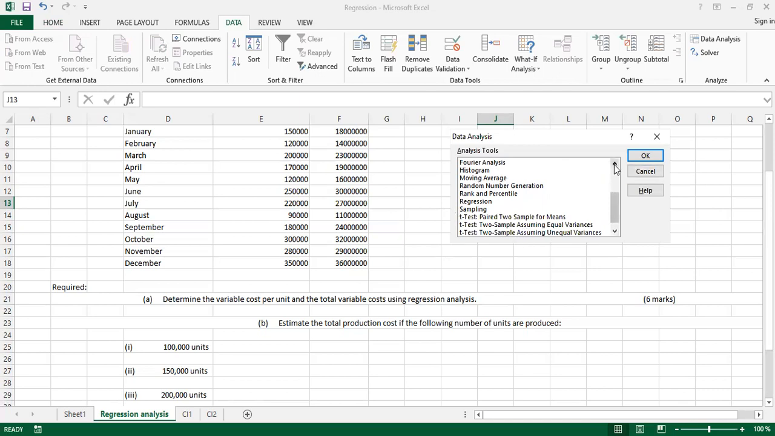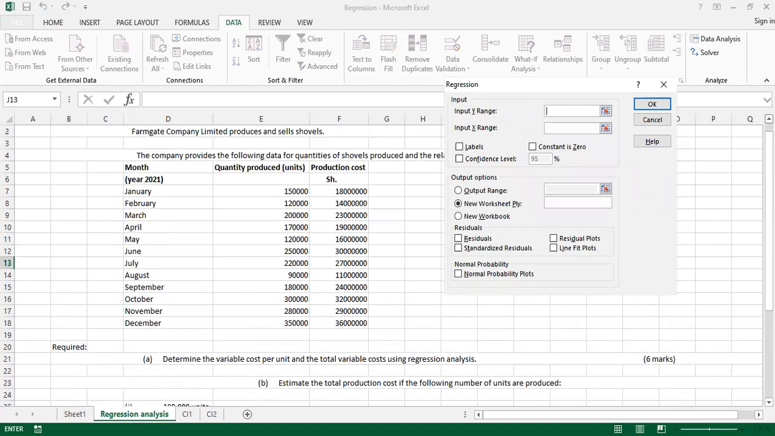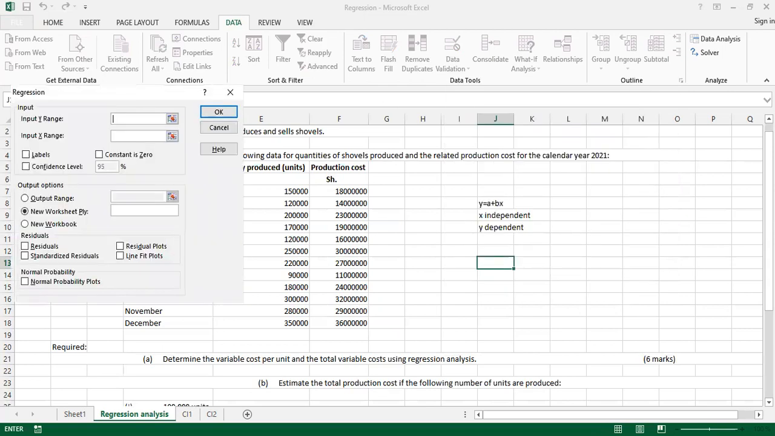So our regression is here. Take regression, click OK. It will bring you to a new window that will require you to fill in. Let me move it here so that I can see. Okay, the input Y. We have said our y will be our dependent, so our y will be our production cost. We take from here up to there. Then our x is here.